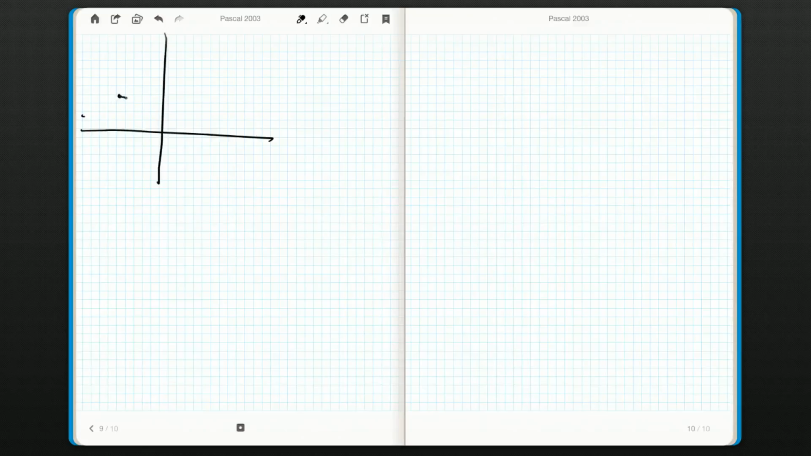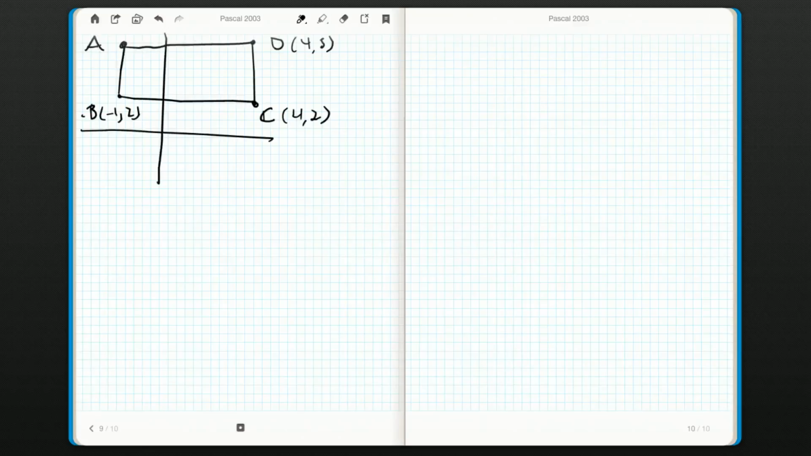We've got B over here, and then we've got C. D is up a little bit. We've got A over here. We don't have any coordinates for A. And that's okay. We're not going to get coordinates for A. If you wanted some, -1 and 5 would be the coordinates for A. But we don't need those.